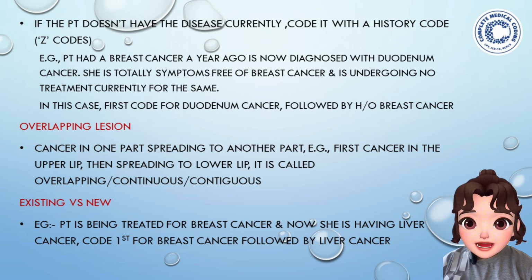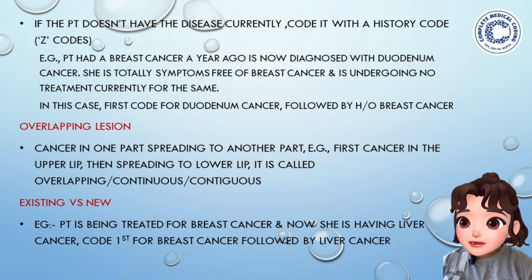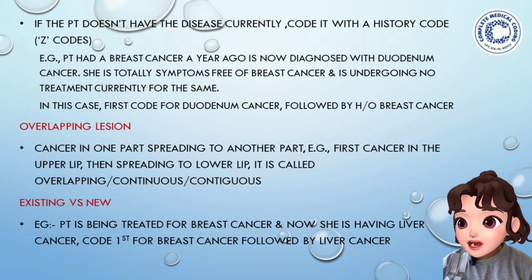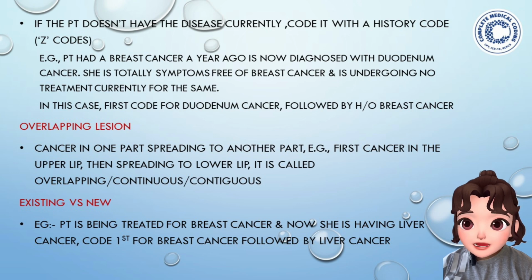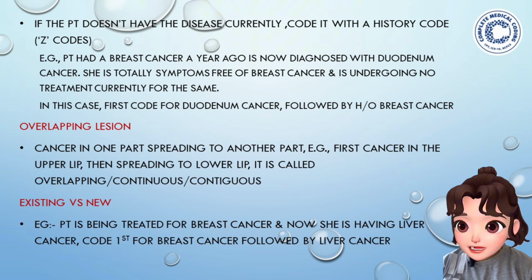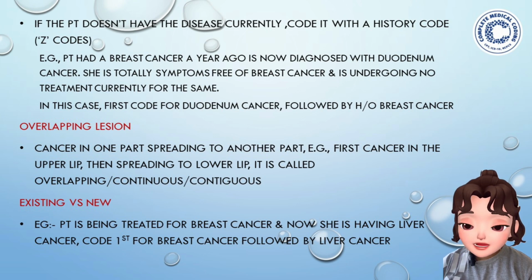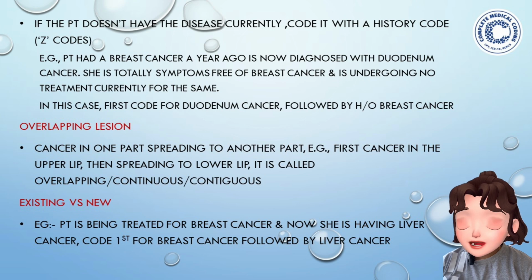Now, what is overlapping lesion? Cancer in one part spreading to another part is called overlapping lesion. For example, first cancer in the upper lip, then spreading to the lower lip. It is called overlapping or continuous or contiguous. These are the terms for overlapping lesion. Okay. Now, existing versus new.